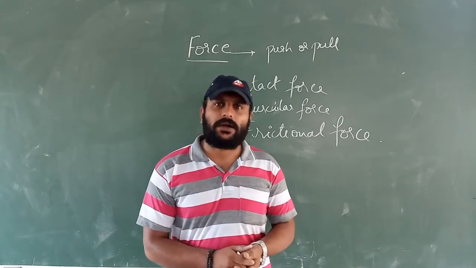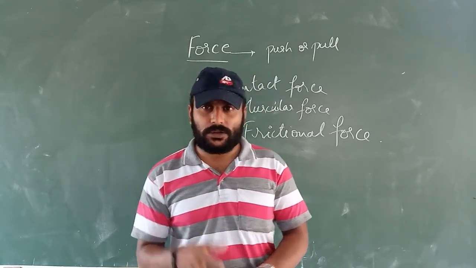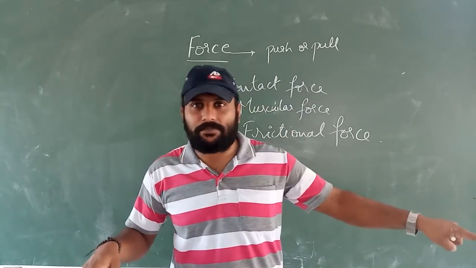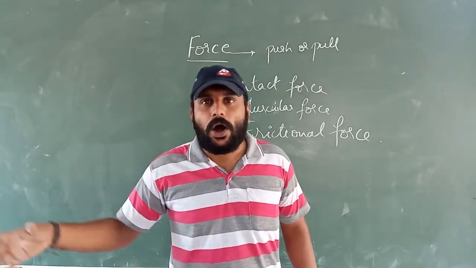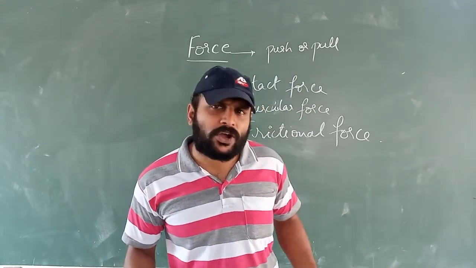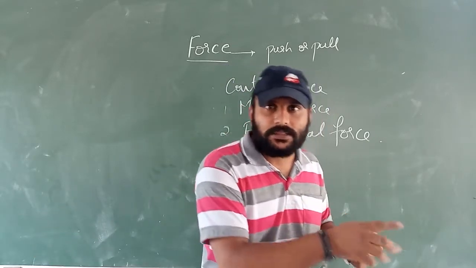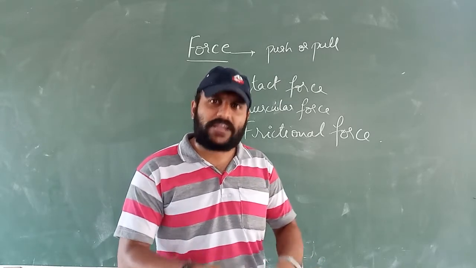Take a ball, roll the ball on a smooth surface, and measure the distance covered by the ball. At the same time, roll the same ball on a rough surface and measure the distance covered. What we can observe is that the distance covered by the ball on a smooth surface will be greater than the distance covered on a rough surface.